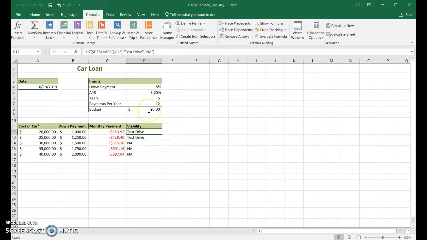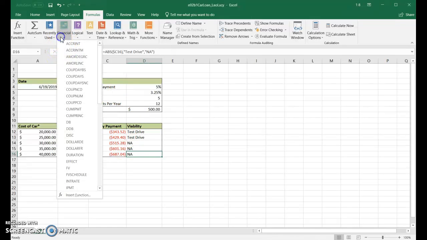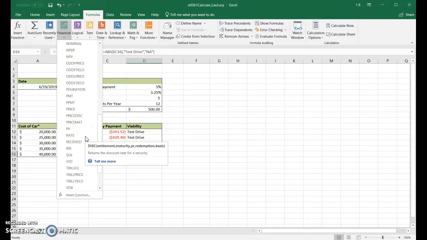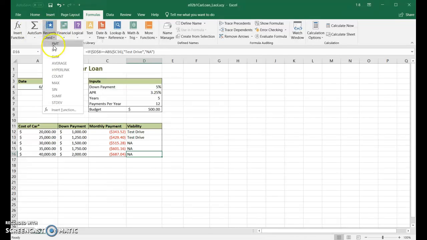So if $500 is greater than this, that means we can afford the car, so we're just going to test drive it. But if the monthly payment is more than $500, then we can't afford the car, so it's not available to us. And the thing that helped me with this project was using the financial formula over here and using the PMT formula over here.